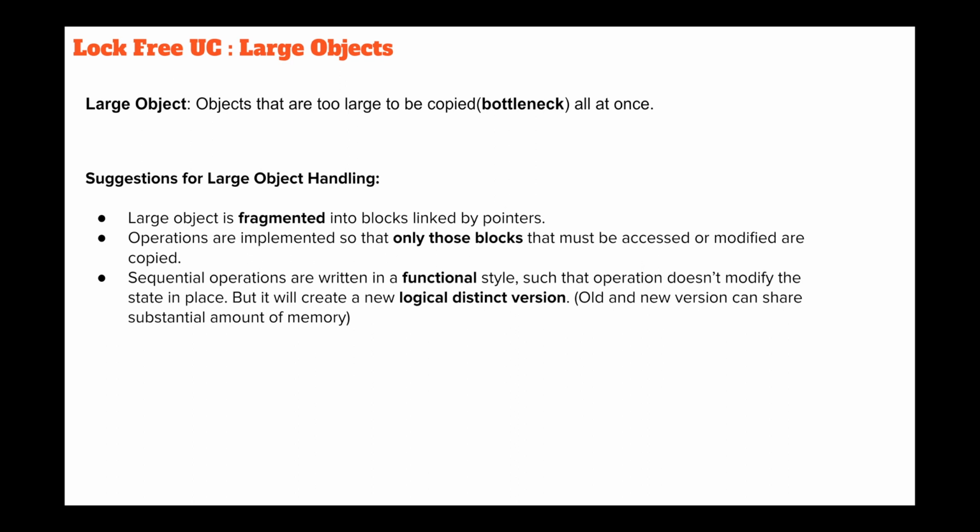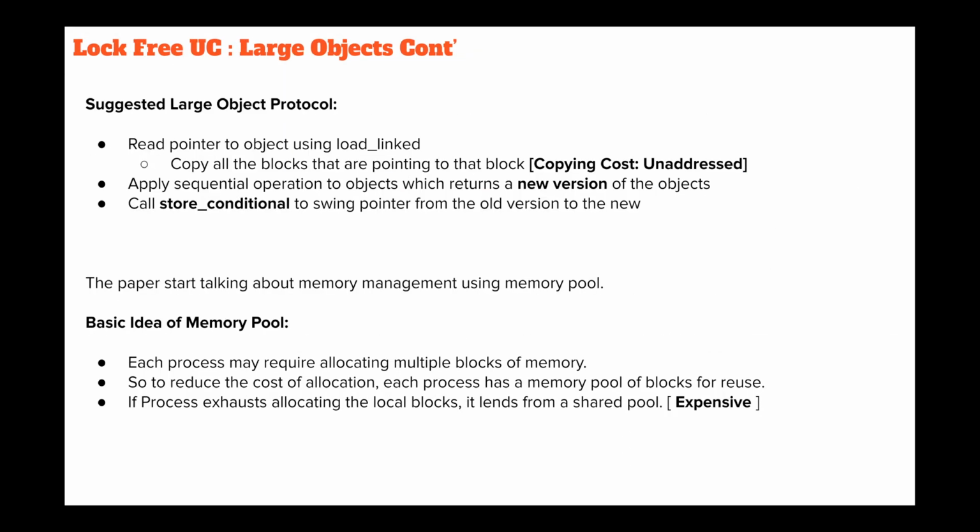Alright, so the large object is fragmented into blocks, and operations are implemented only on those blocks that must be accessed or modified, and they are the ones that are copied. And sequential operations are written in a functional style, where if a particular operation is to modify, it is not done in place; rather you create a logically distinct version and then make the changes. So this would be the suggested large object protocol.